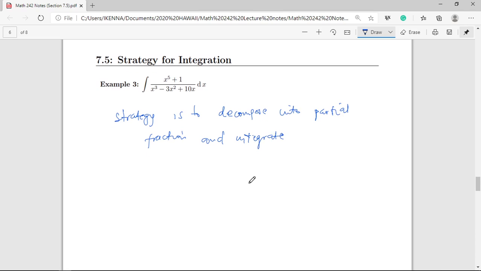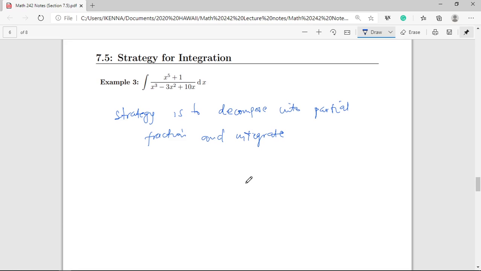I'm not going to do this. No. This is improper. Okay. This is improper. The degree of the numerator is bigger than the denominator. So the strategy is to divide first, then decompose into partial fractions and integrate. So this is what you do.